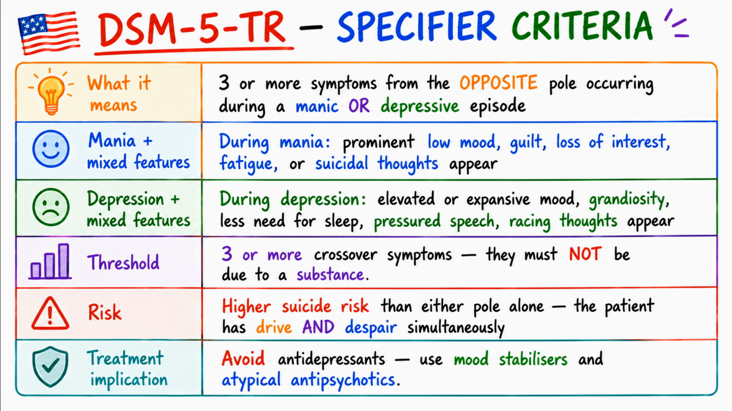The reason this changes management so dramatically is the risk. Someone with mixed features has both the energy and drive that comes with mania and the hopelessness and death wish of depression. That is a genuinely dangerous combination. Antidepressants in this situation can accelerate the manic component and make things worse. Mood stabilizers and antipsychotics are the safe options here.